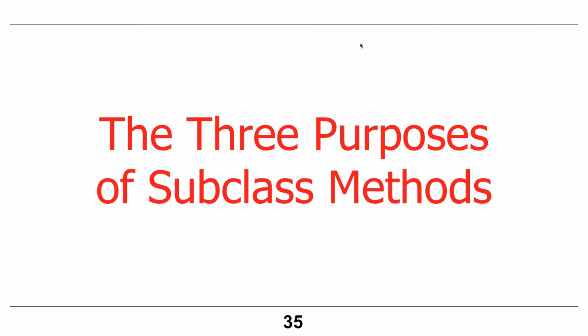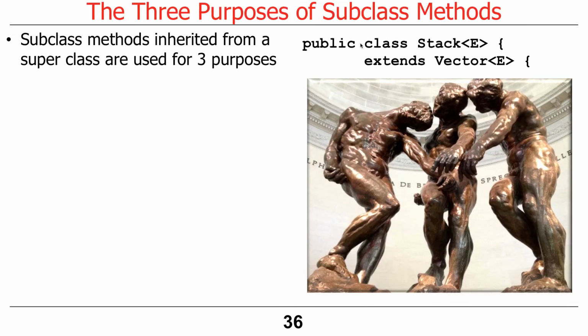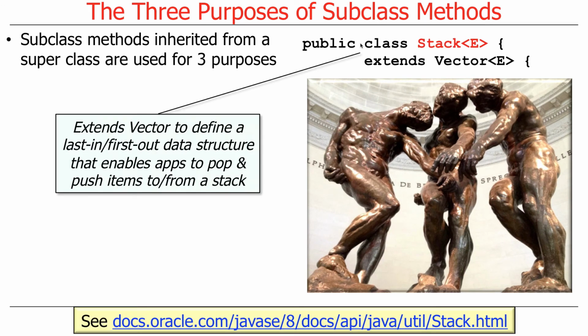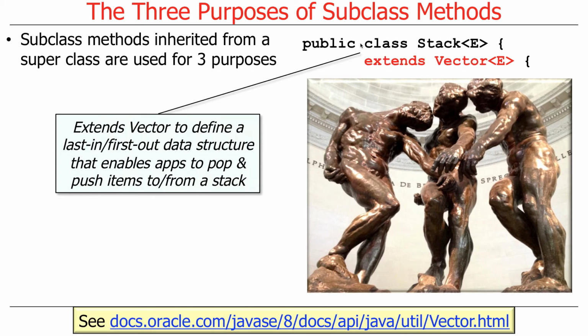Now, when we start talking about subclassing, there are three purposes of methods in subclasses. So there are three reasons why we do that. And to make this more concrete, we'll look at the Stack class from the Java collections framework. So as we'll see, class Stack extends Vector. And as you probably remember, hopefully from 201 or before, a stack is a LIFO, or last in, first out data structure that enables applications to push and pop items to and from the stack. So hopefully that's not a surprise. So it extends Vector. This is actually a weird design, but that's what they do in Java, so I'm using it as my example here.